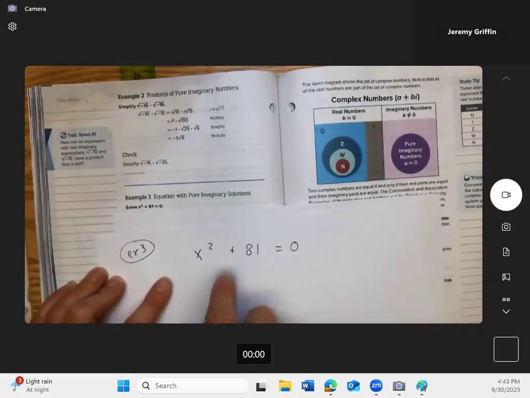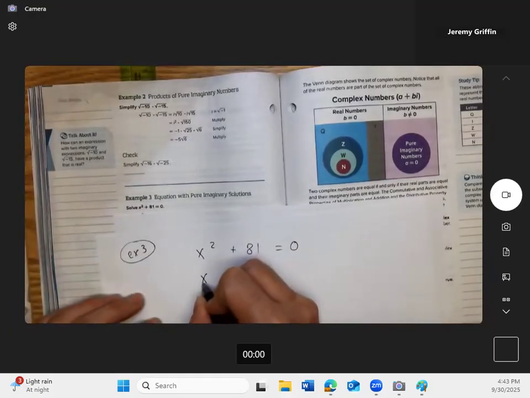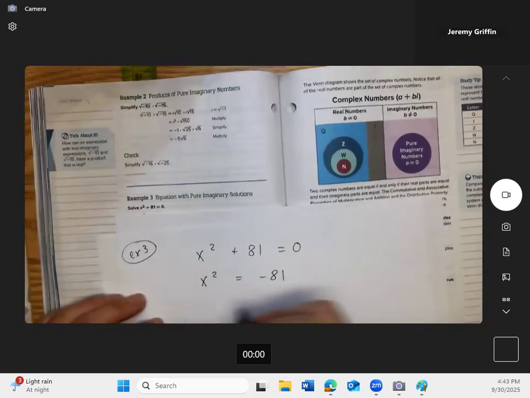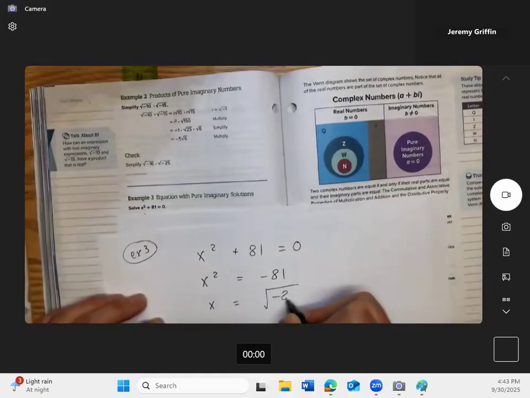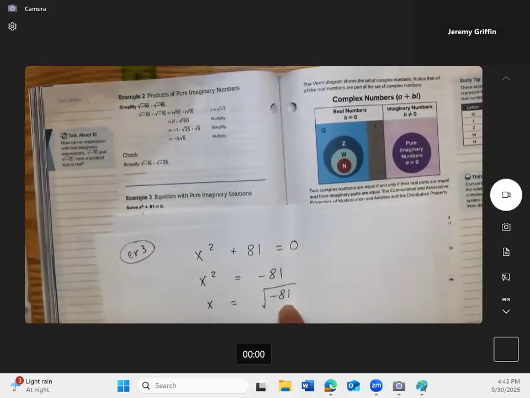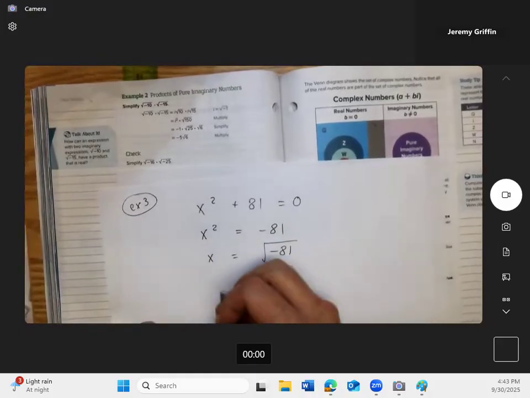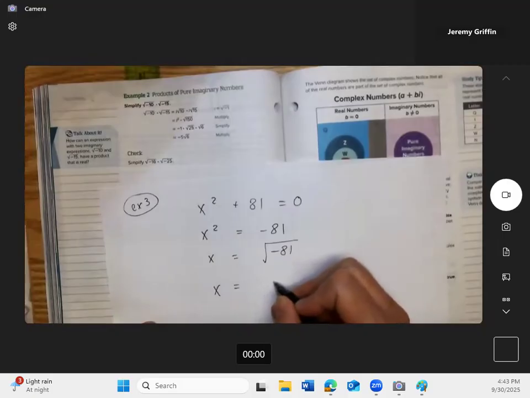Maybe I'll come back to that and talk about it later. But you could also think of it this way. x squared equals, you subtract off the 81 like this, and then take the square root of both sides. So x equals the square root of -81. Now the square root of 81 would be 9, and the square root of -1 is i. So I think this should be 9 and then i. It should look like that.